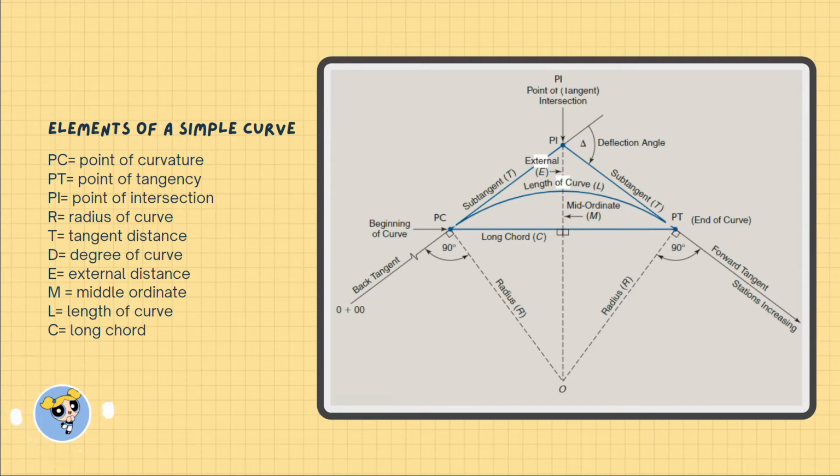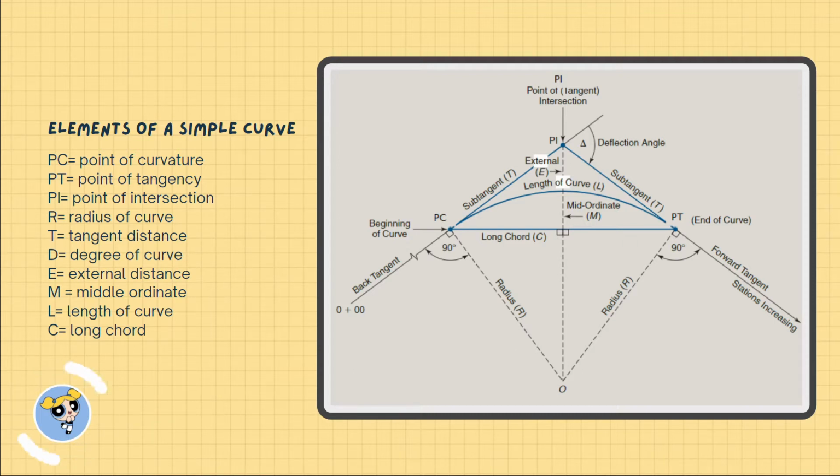The next element that you can see is the long chord. It is the horizontal line present from the point of curvature to the point of tangency. Also, there is a curved line above the long chord. This is called the length of curve. It is the distance from the point of curvature to the point of tangency measured along the curve.